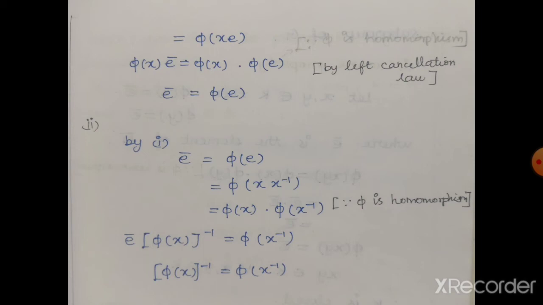E bar is the identity element. In the next step we get simply phi of x the whole inverse is equal to phi of x inverse. So both the subdivisions are proved, hence the proof. Next, we have to come to the next theorem.